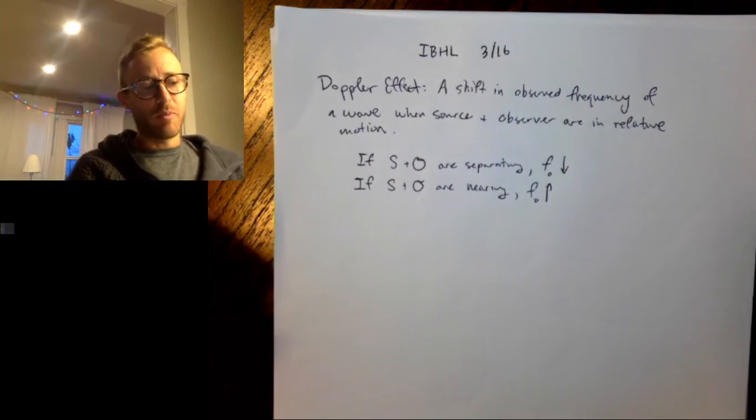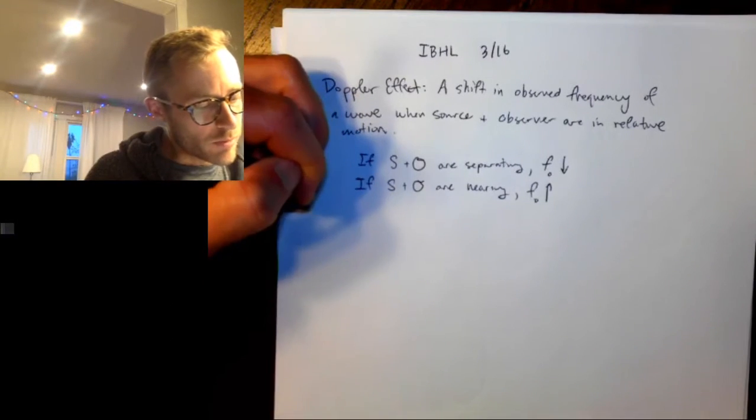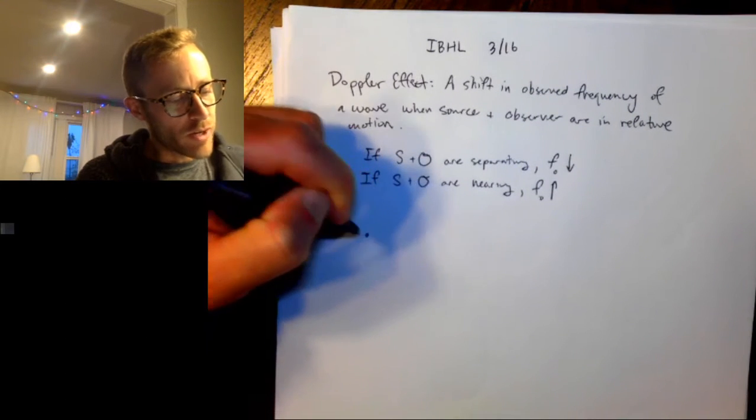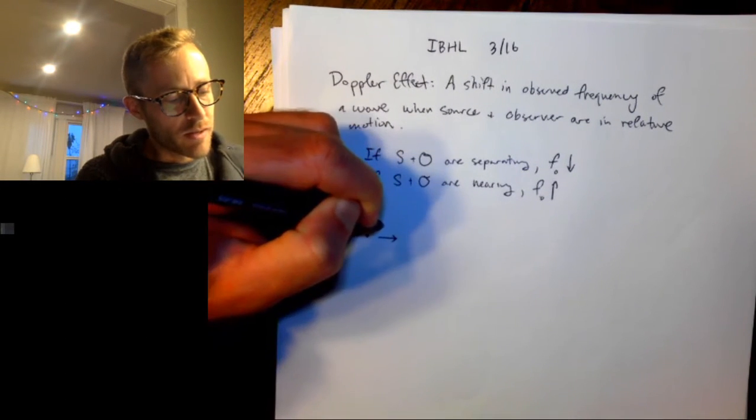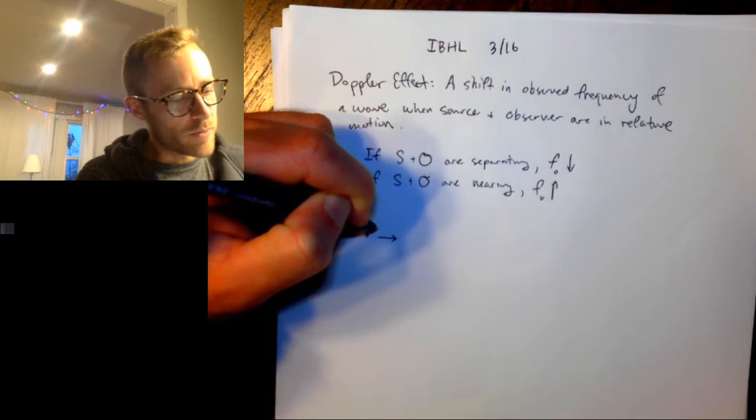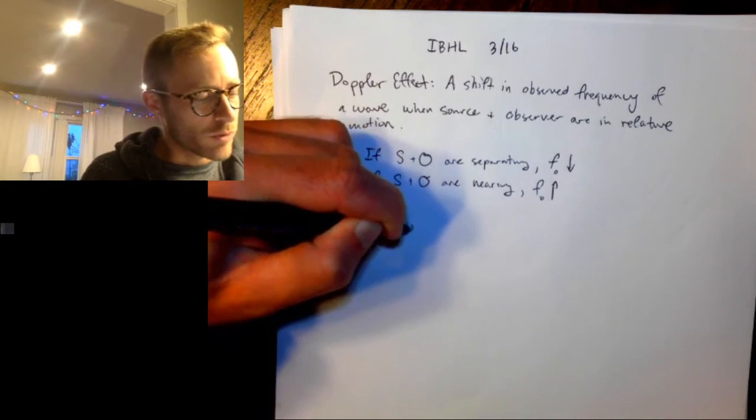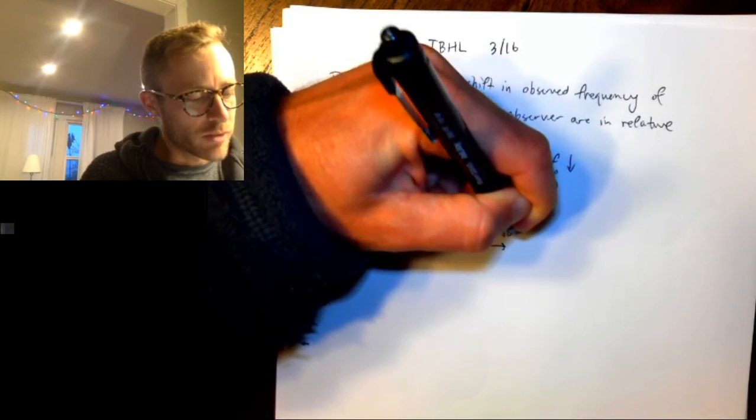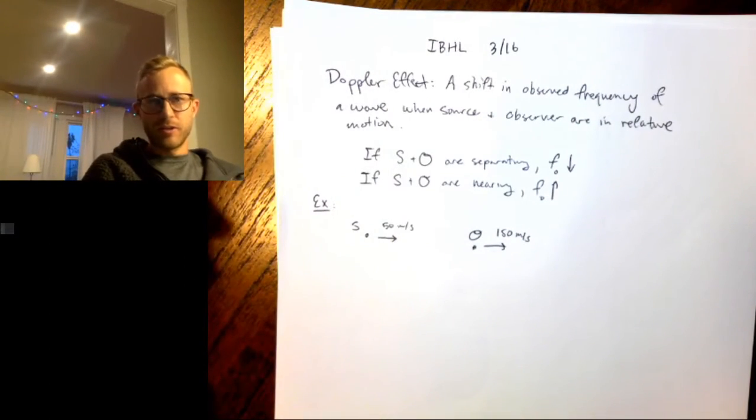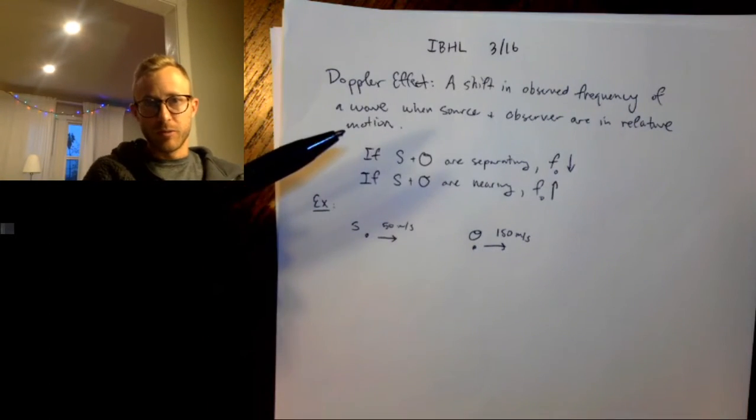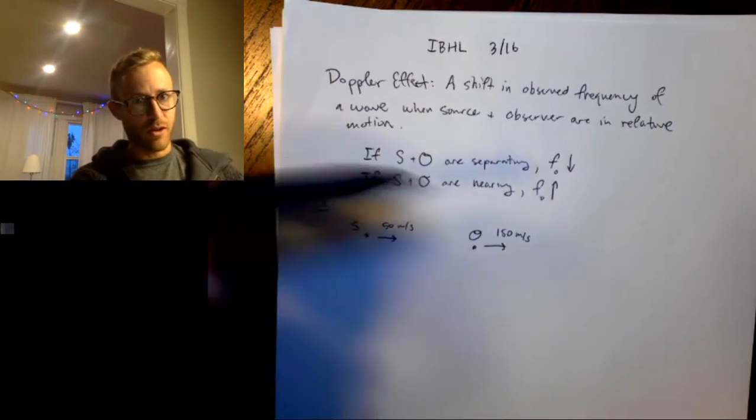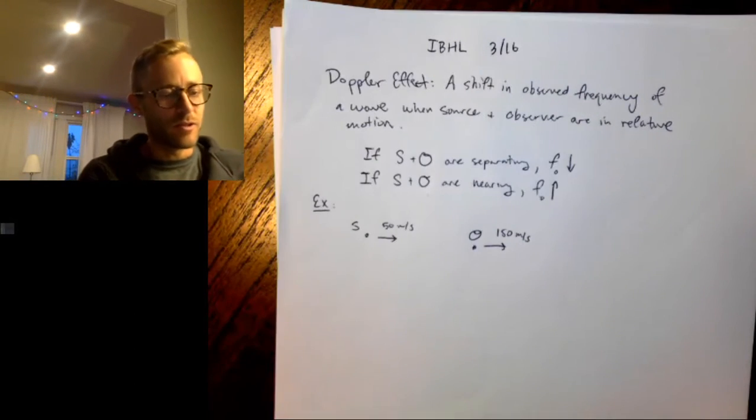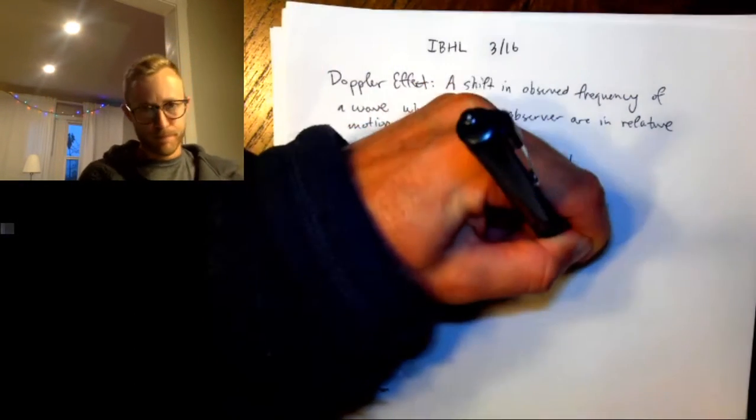So we can do just a little example. What if the source of a wave is right here and it's headed this way at, let's say, 50 meters per second, and the observer is over here and they're moving this way at 150 meters per second? Well, because the observer is in front of the source and the observer is moving faster than the source, they're actually going to be getting further apart as time goes on. So that means that the observed frequency is going to be shifted down.